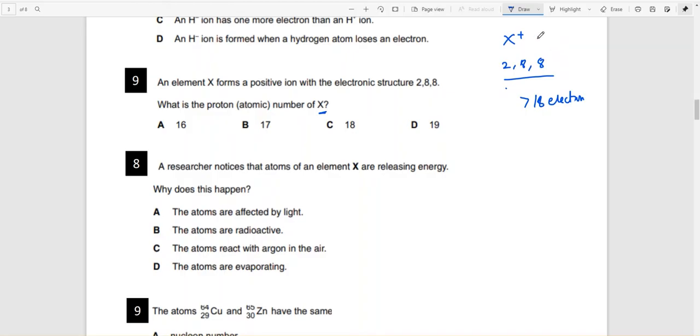I'm repeating again: if a metal ion X+ has this electronic configuration, they're asking about the proton number of X. It means X has lost electrons to become this. So the electronic configuration of X will have more electrons, which means it will have more protons as well, because protons equal electrons in a neutral atom. The answer would be D.